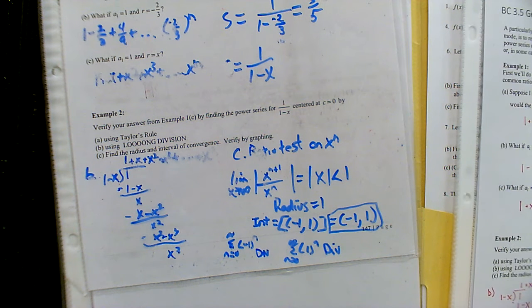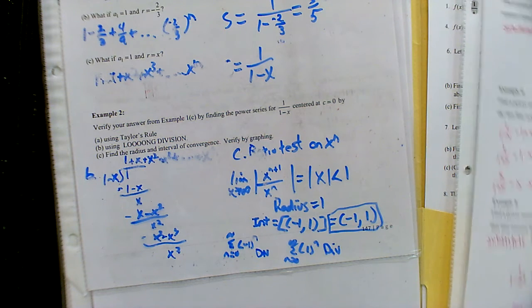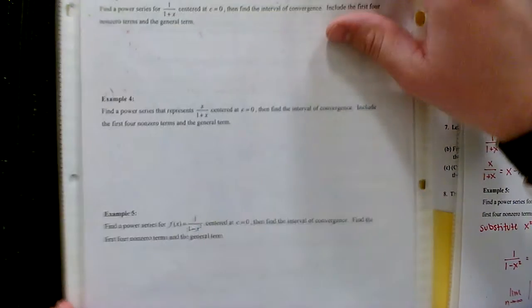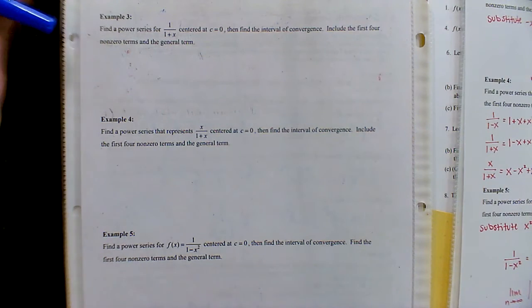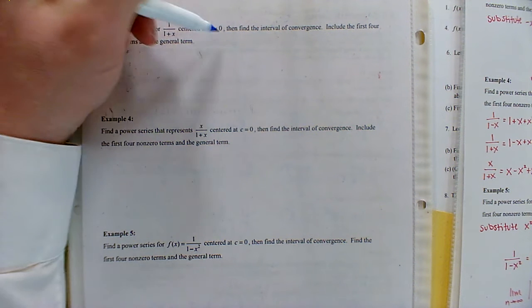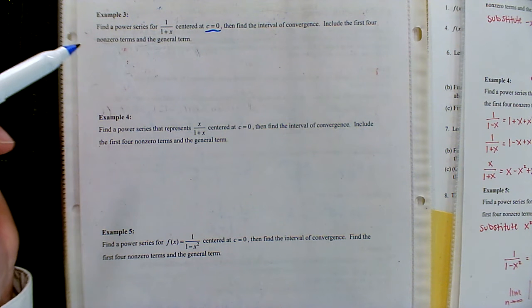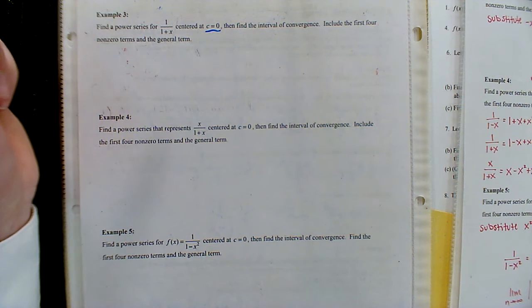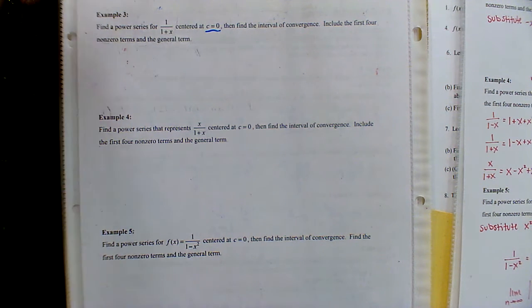All right, so now that we've gone over this with 1 over 1 minus x, on the back, we're going to start doing some more problems that are very similar to this. So example 3, we're going to find the power series of 1 over 1 plus x with the center at 0. Again, it's important the center's at 0 because that's what we dealt with in the original one that we memorized. So all of these have to have the same center to manipulate them, without going back to the Taylor series. Then find the interval of convergence and include the first 4 non-zero terms and the general term.